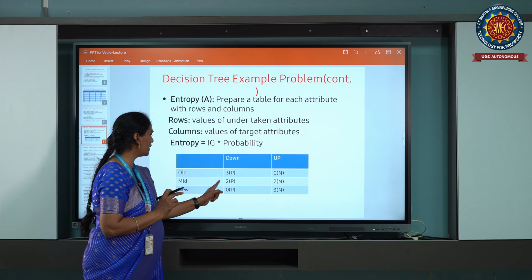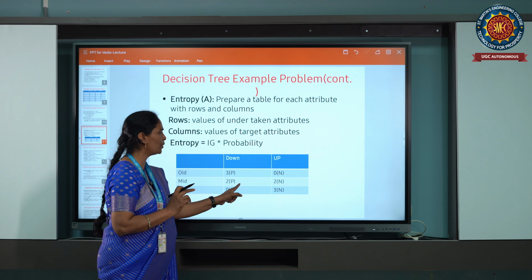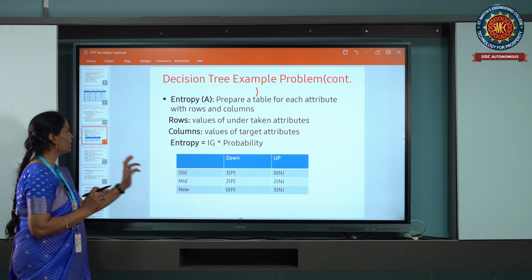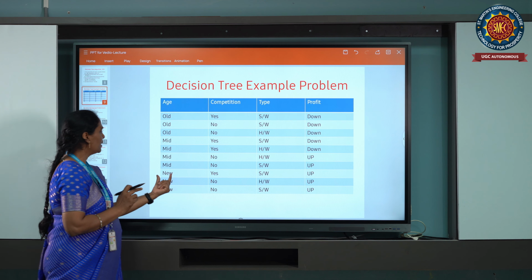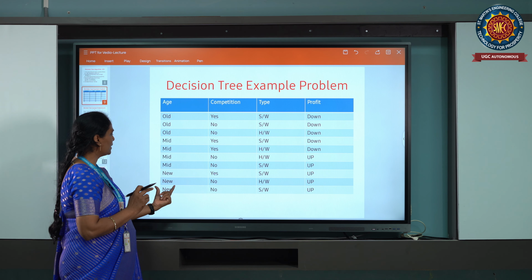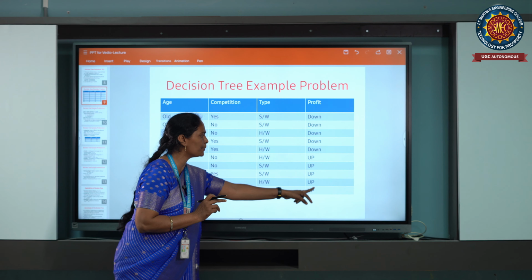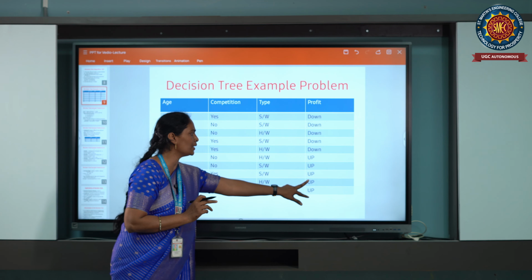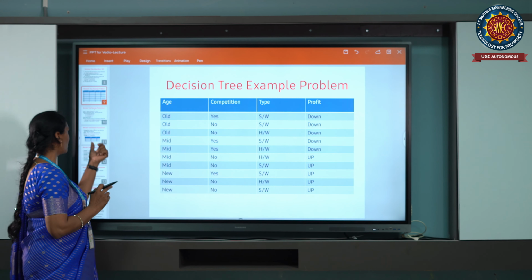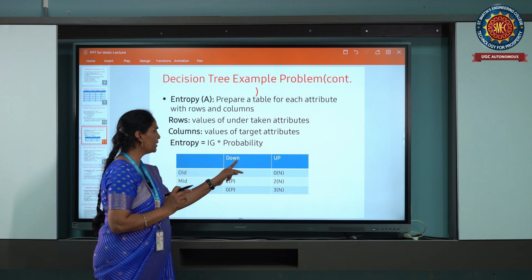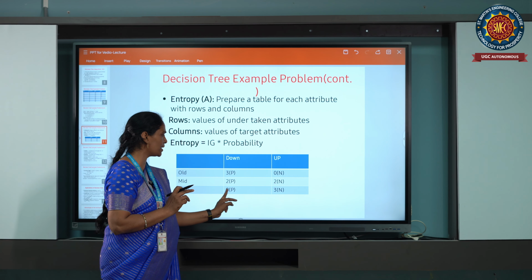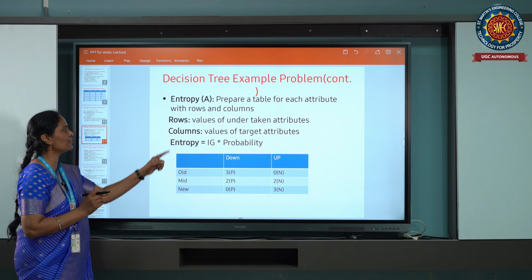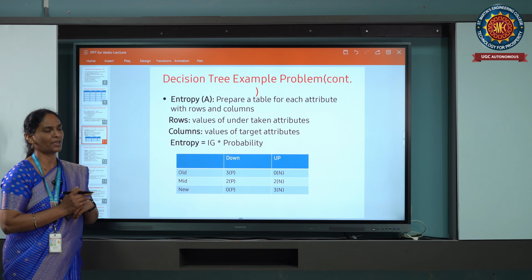So here we are getting the mid counts for down as 2 and up as 2: 2 downs and 2 ups. Then the same for new, we can see how many we have. For new, there are 3 contents. In these 3 contents, we have to observe how many ups and how many downs we are getting. In this one, we are getting only 3 ups and no downs. So the down count is 0 and the up count is 3. With this data set, we are going to calculate the entropy of age.